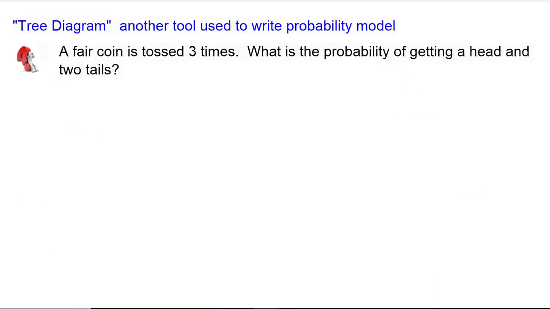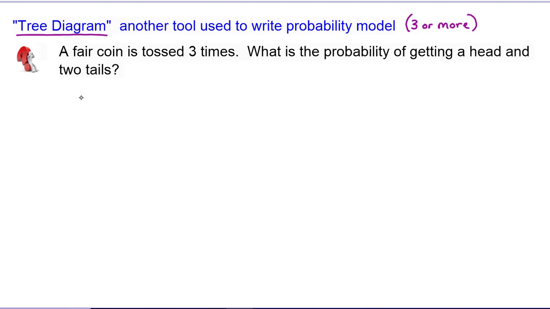Okay, let's look at some other ways of organizing data. Another way we can organize data is using a tree diagram. And usually we use a tree diagram if we are talking about 3 or more events. You could do it for 2 events, that's fine, but 3 or more is usually when we do it. So here's my example. We have a fair coin and it's tossed 3 times. What is the probability of getting a heads and 2 tails?